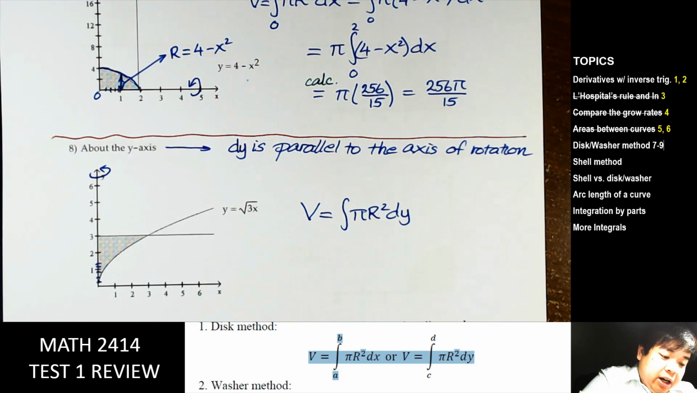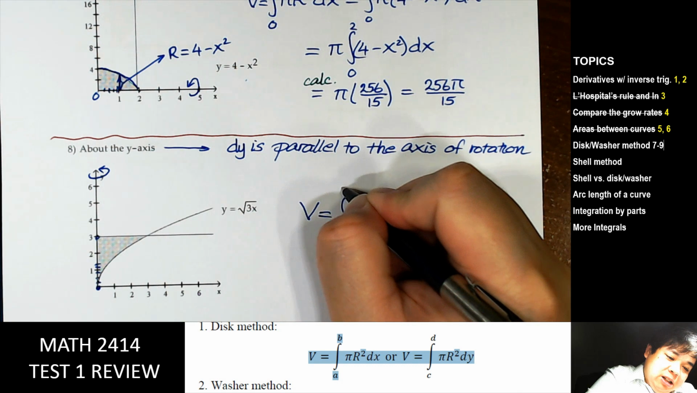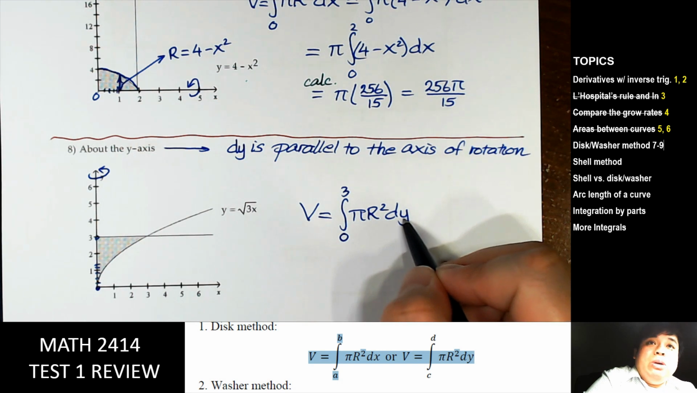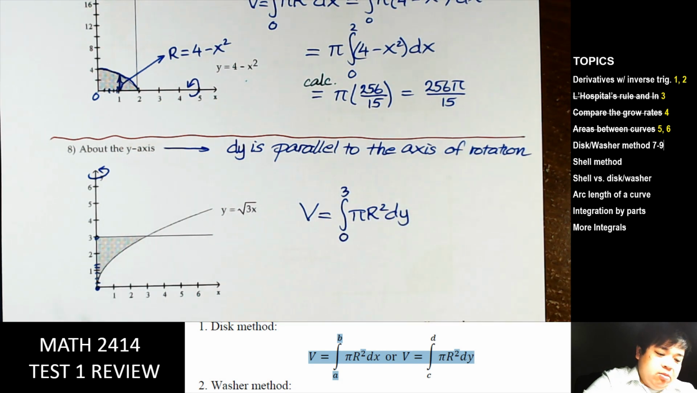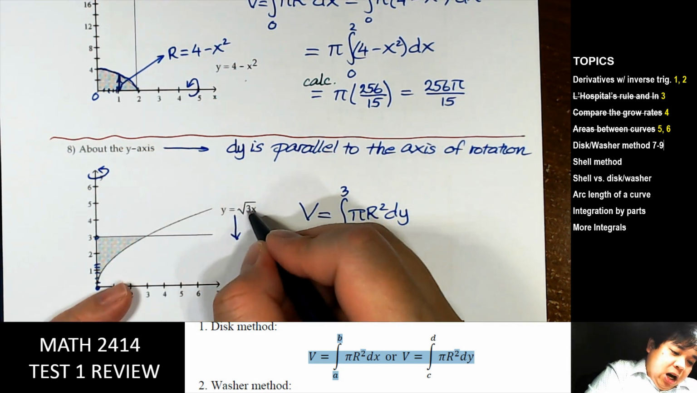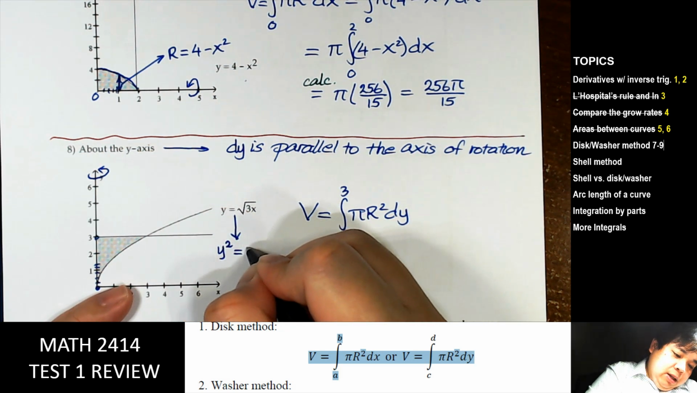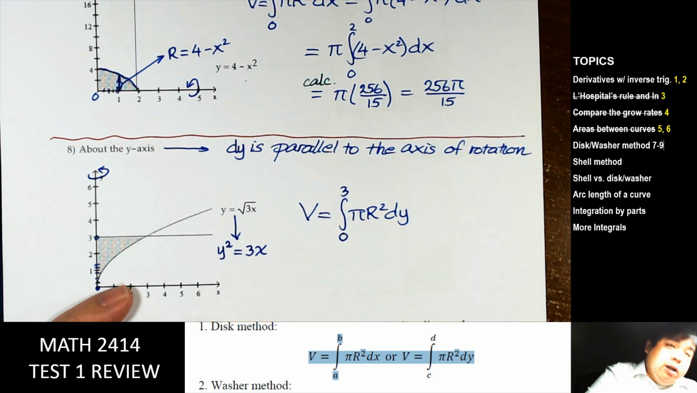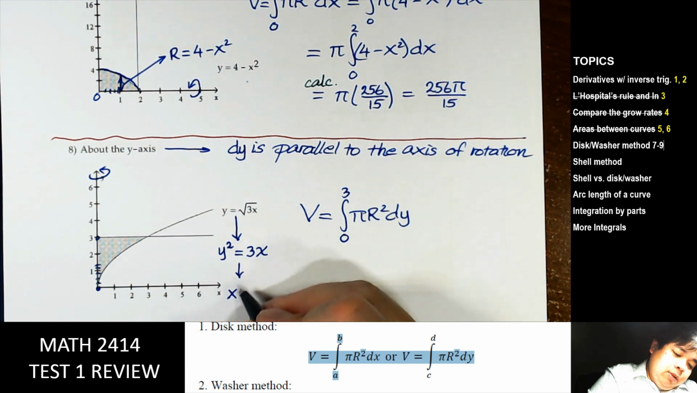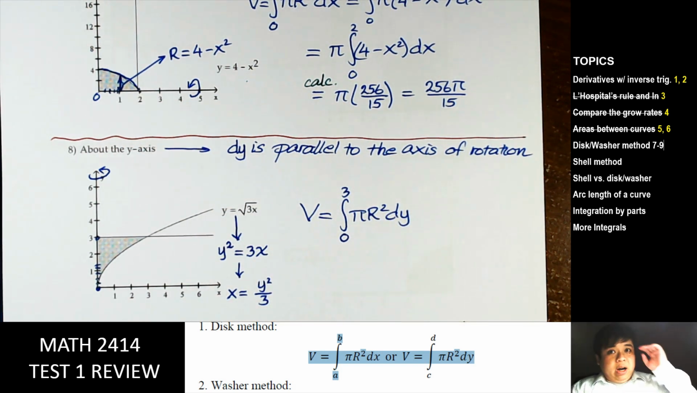So first thing, if it is dy, this region goes from 0 to 3. That will be the limit. Now the radius, notice that the radius here has to be in terms of y. So when we see the function like this, we have to turn that into a function of y. So let's square both sides, and then divide by 3 on both sides. So we have x equal to y squared over 3. We do that first because the function has to be in terms of y.